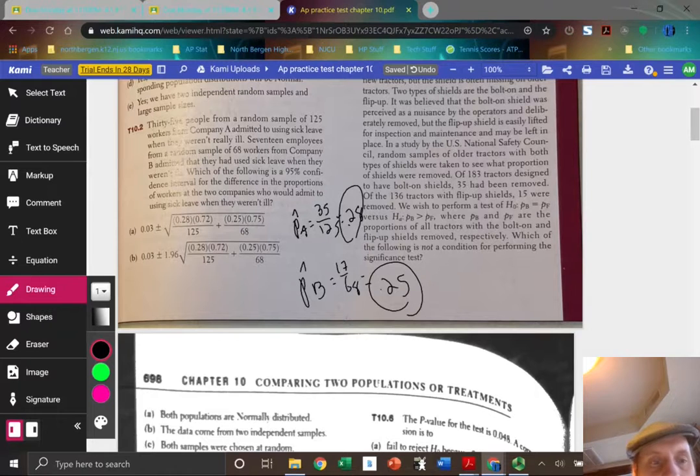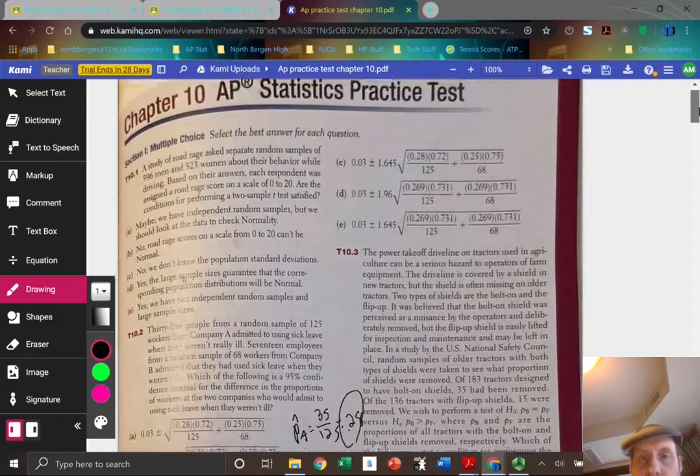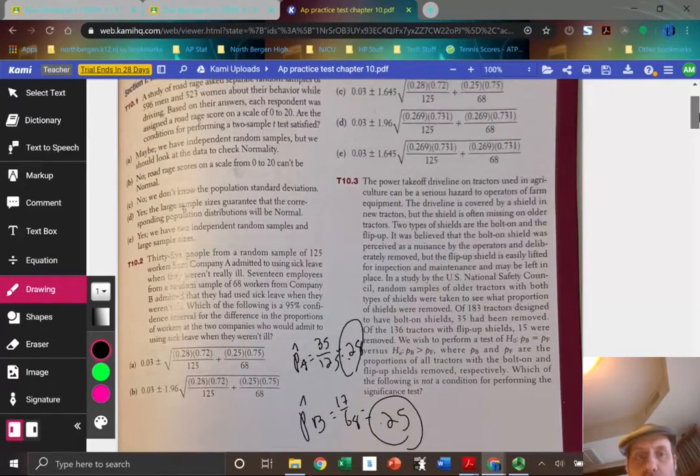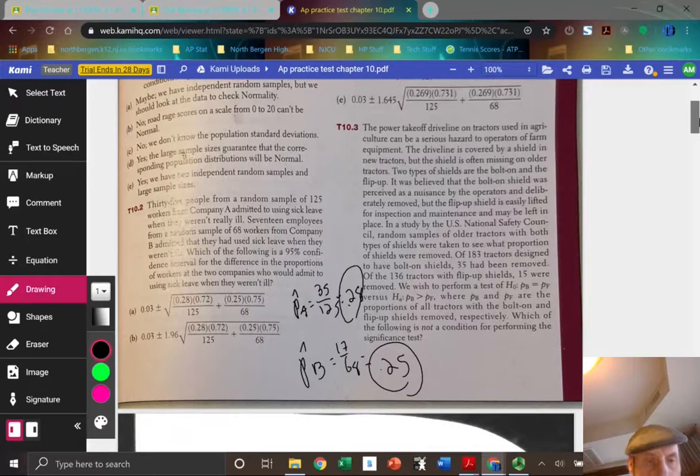Admitted they'd used sick leave when they weren't ill. Which of the following is a 95% confidence interval for the difference in the proportion of workers at the two companies who would admit to using sick leave when they weren't ill? Using sick leave when they weren't actually ill, very terrible. Anyway, the choices A, B, C, D, and E all have 0.03 as the statistic, plus or minus.